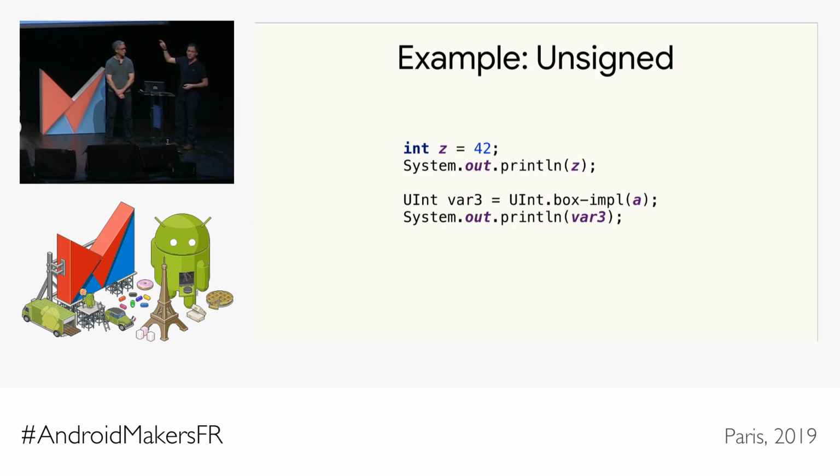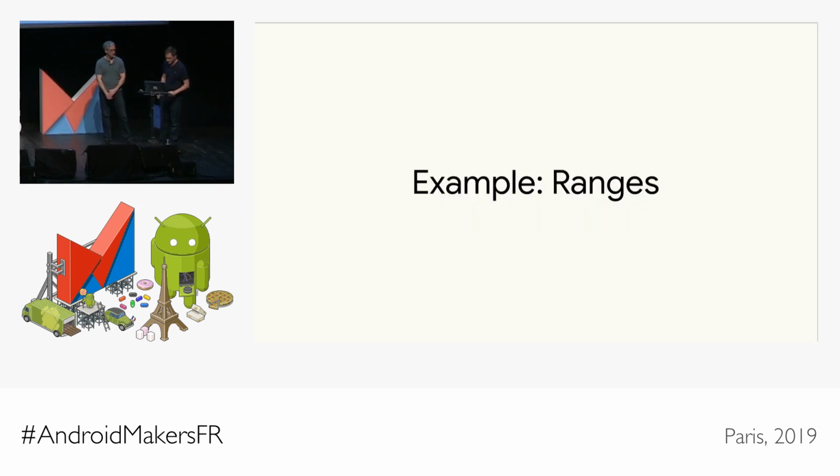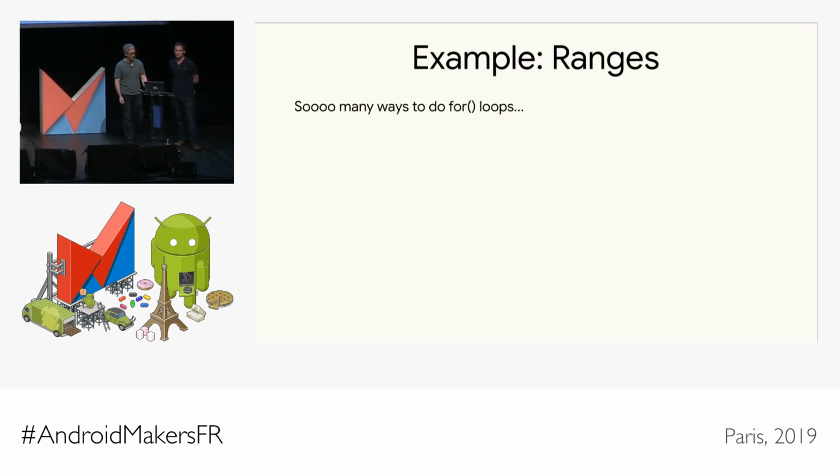So they have to box the number. So every time you're going to print an unsigned value, it's going to be boxed and you're going to have an allocation. And those are not cached, unlike integers in Java. All right, let's talk about ranges. In particular, let's talk about that for loop.